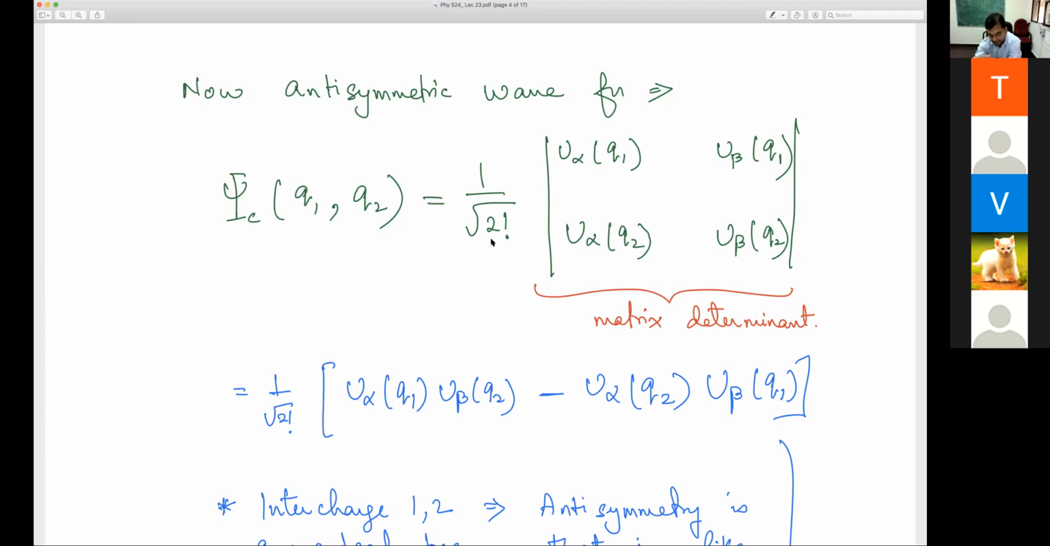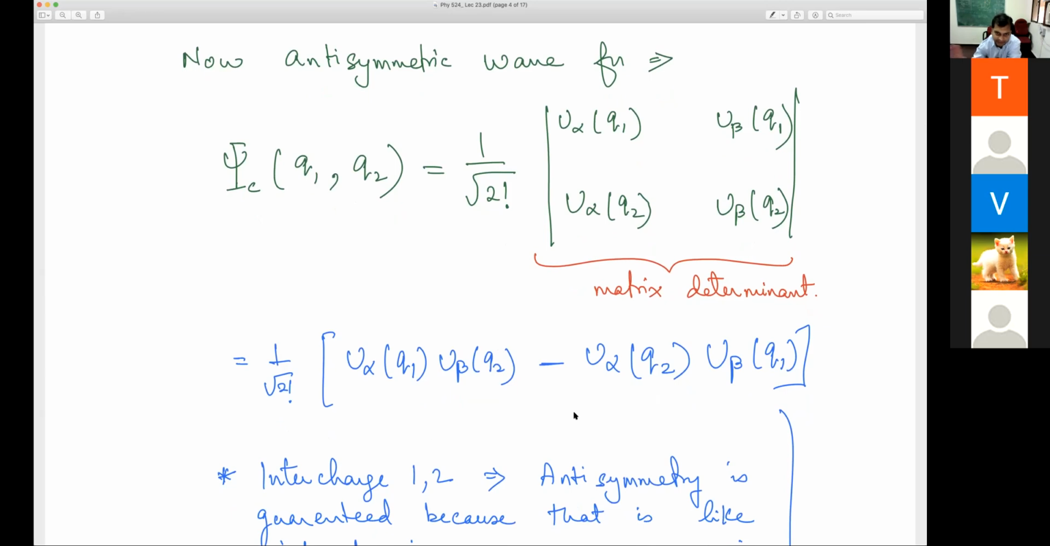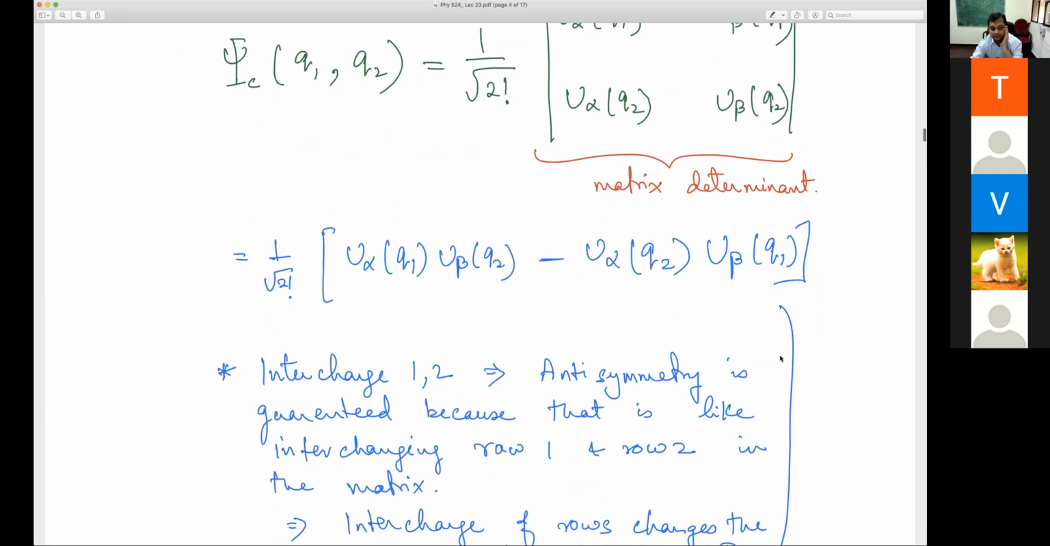But it turns out that writing it in this factorial form will help us generalize to the multi-electron case. So we are going to what is called the Slater determinant. Just as a check, let me write this explicitly: U alpha, U beta minus U alpha, U beta, Q2, Q1. And the first one is Q1, Q2. And this is our anti-symmetrized wave function basically.